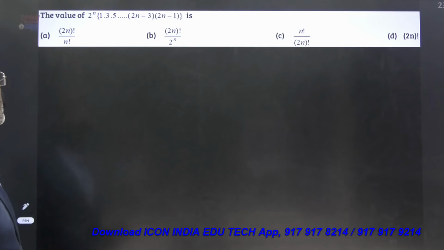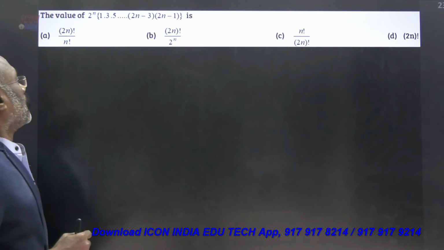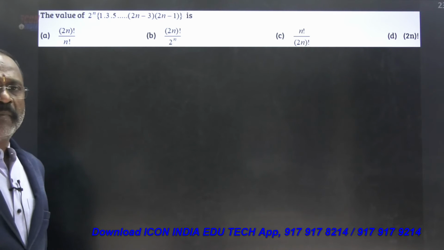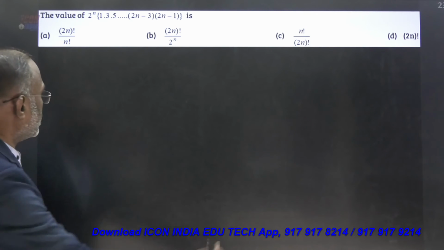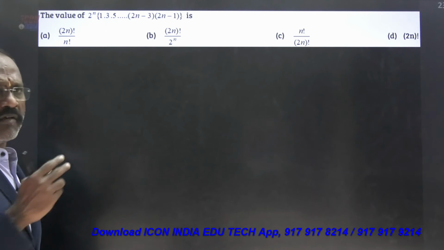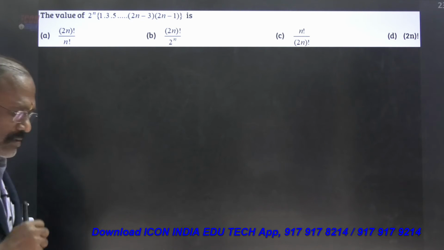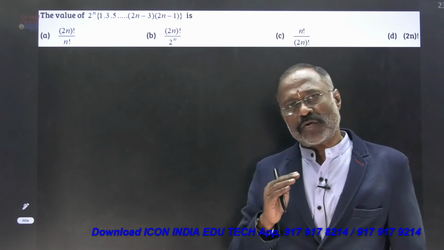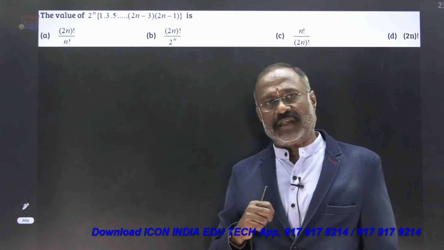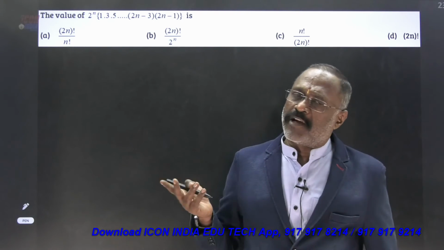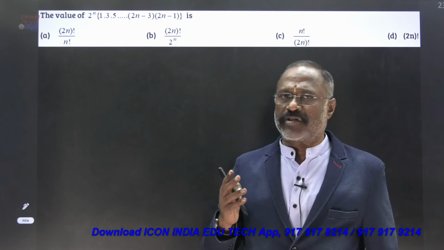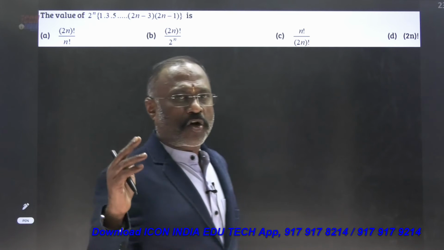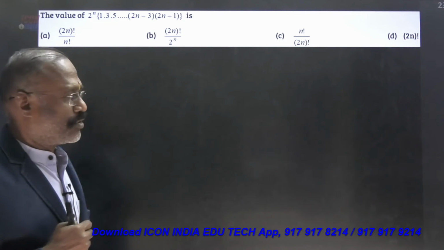Now, let us move on to the next question here. Because I explained factorial, this problem is very much based on factorial. Let us understand the meaning of factorial first. n factorial is nothing but 1 into 2 into 3 into 4 into so on into n. What is the meaning of 5 factorial? 1 into 2 into 3 into 4 into 5. The product of n consecutive natural numbers is nothing but n factorial.